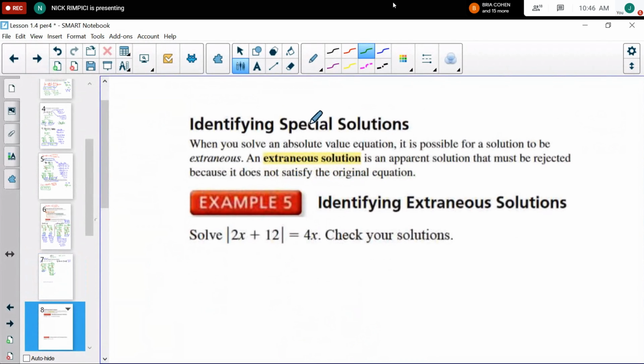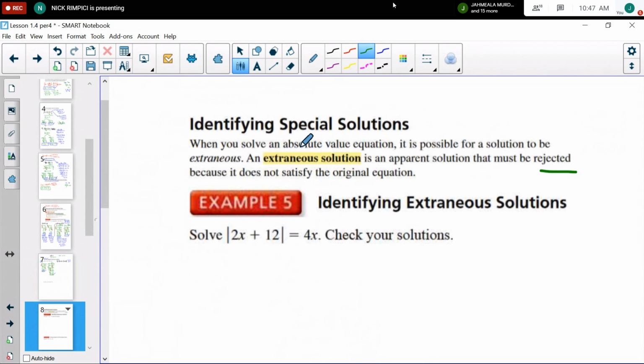Identifying special solutions. When you solve an absolute value equation, it is possible for a solution to be extraneous. An extraneous solution is an apparent solution that must be rejected because it does not satisfy the original equation. So sometimes you'll solve, and when you substitute the answer back in, it doesn't work. And we call that an extraneous solution.